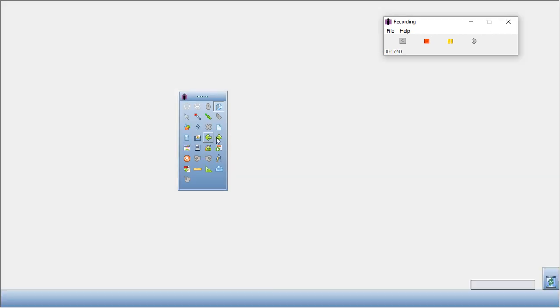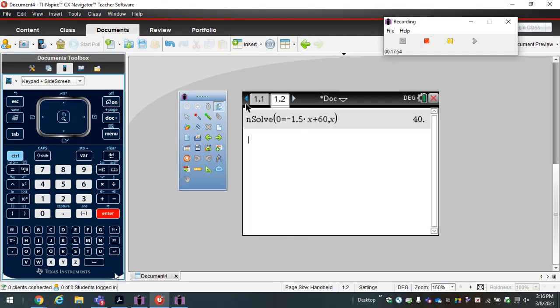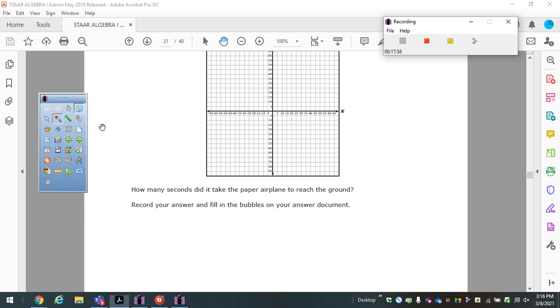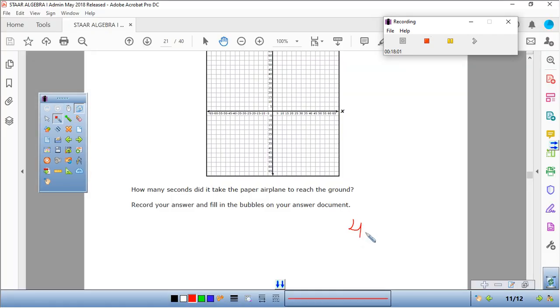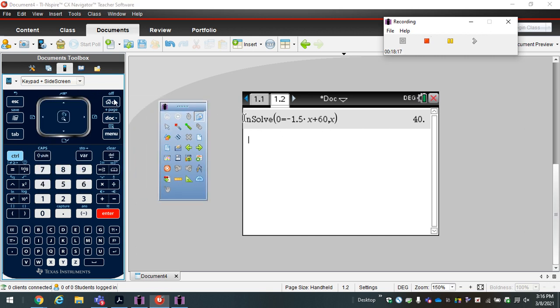So we go back to the question. Oh, great. Guess what kind of question this is? Open-ended. You better get it right. So there it is, 40. No. You're going to come over here and you have to be on this part. This is the calculator part.